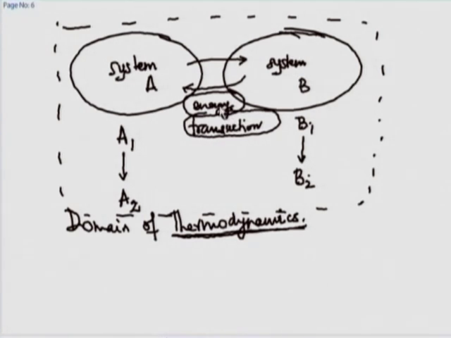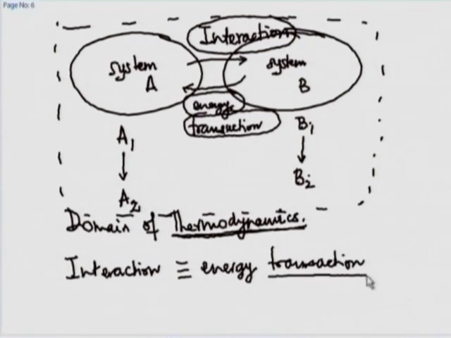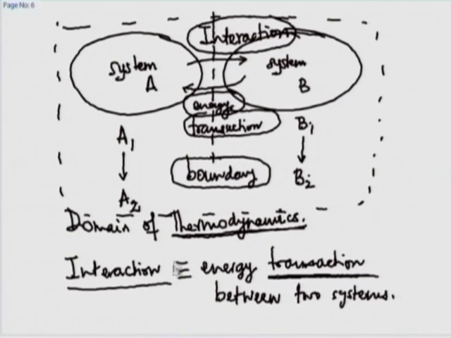So, here the energy transaction between two systems we will define as a thermodynamic interaction. So, a thermodynamic interaction is nothing but an energy transaction, that means energy transfer, energy give and take between two systems. And here it is important, although it is not very clear, system A and B must be separated by a boundary. Usually, this will be a common boundary between system A and B, and all these interactions will take place across that boundary.